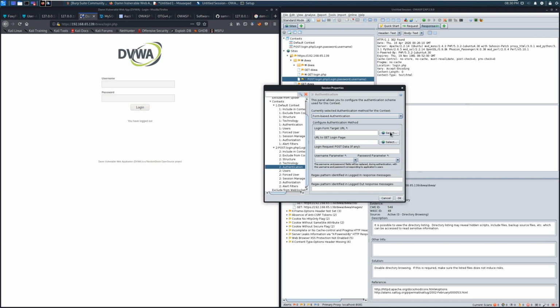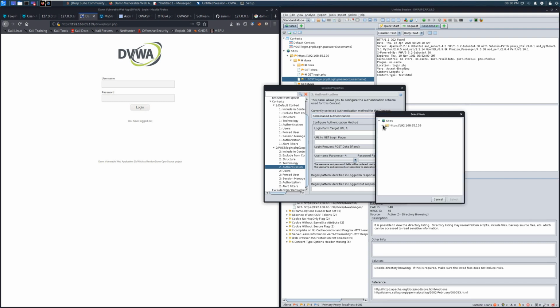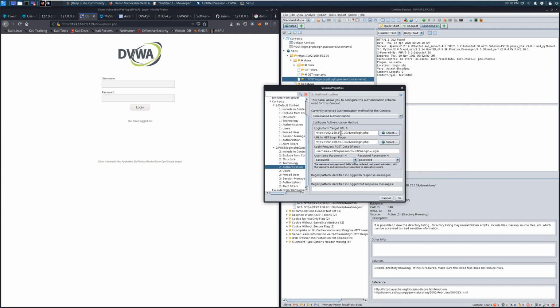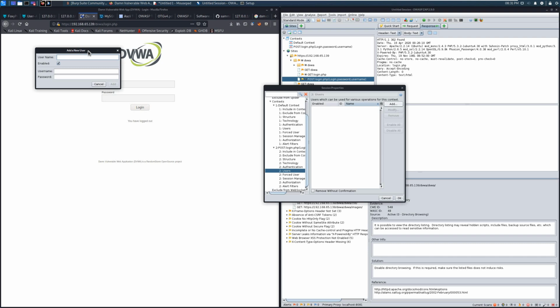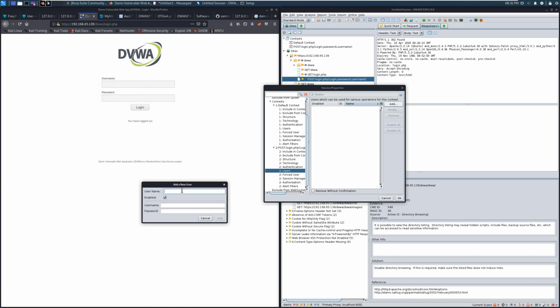So login form target URL. You can just click this select button, expand the tree, DVVA, and just select this login.php. Select. You can see that ZAP actually automatically fills the boxes for you. One more thing you need to change here is that username parameter is username and password parameter is password. That's fine.